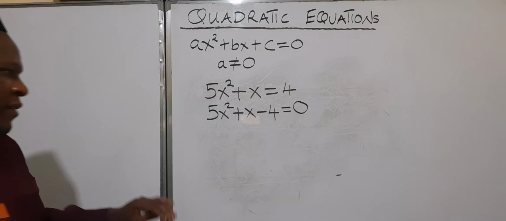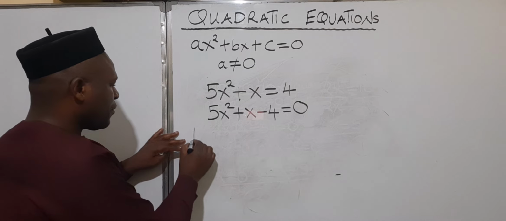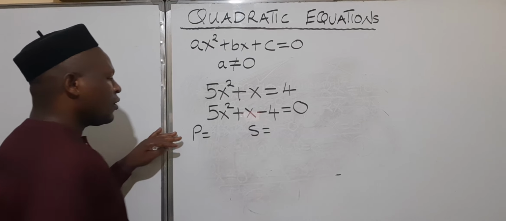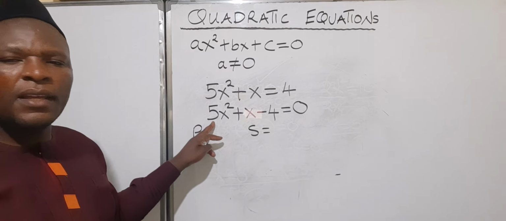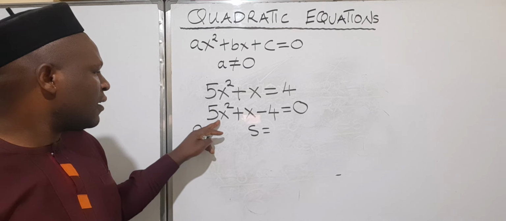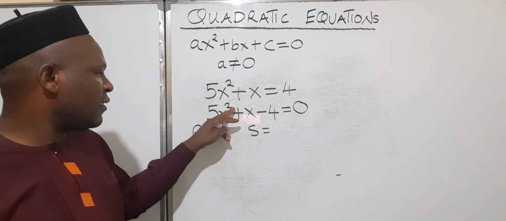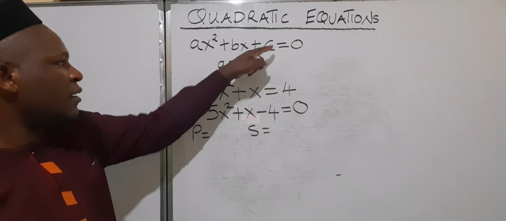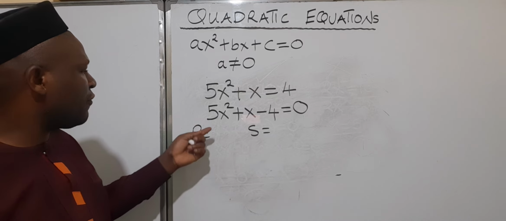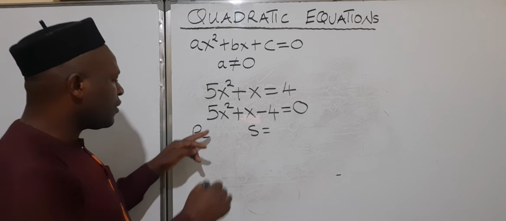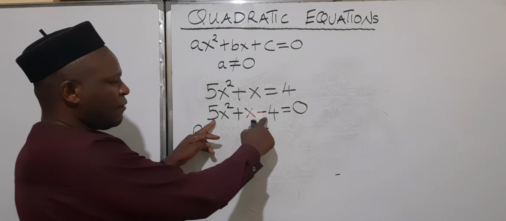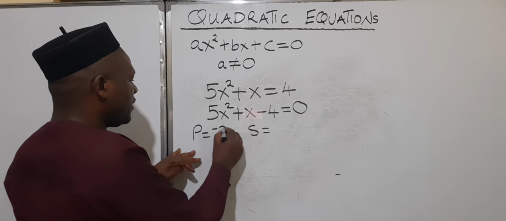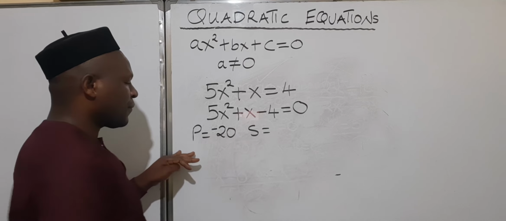At this point, find the product and the sum. You get the coefficient of the leading index there, which is an A, following this general formula of the quadratic equation. So you multiply this by the constant here. So it means the product is a negative 20.